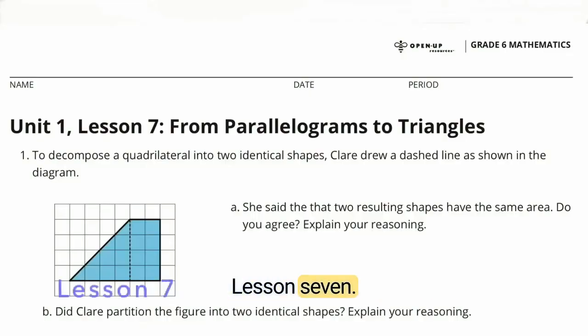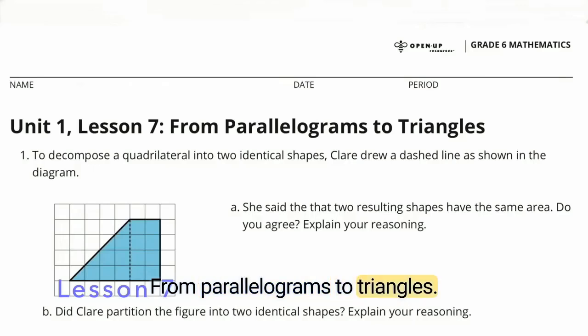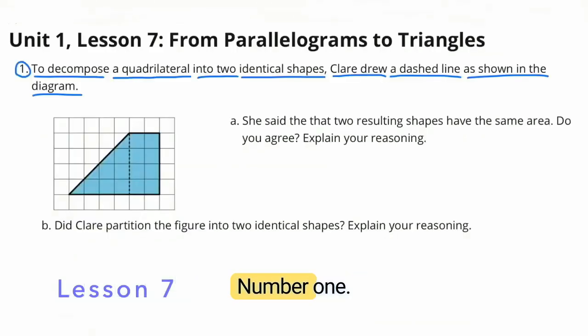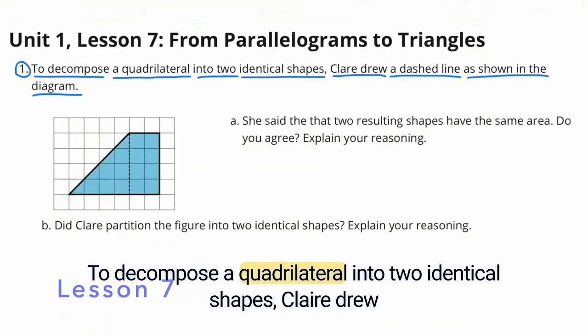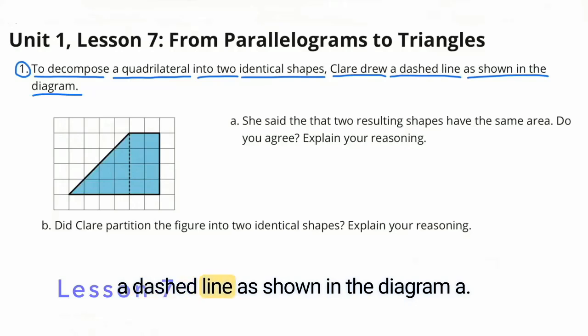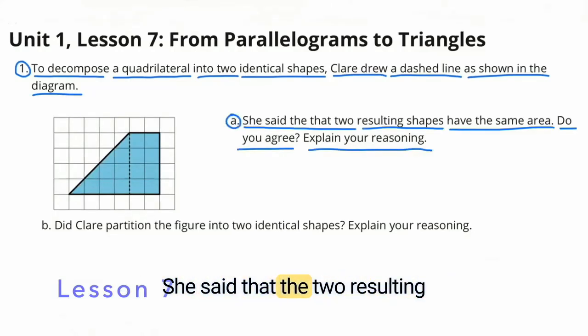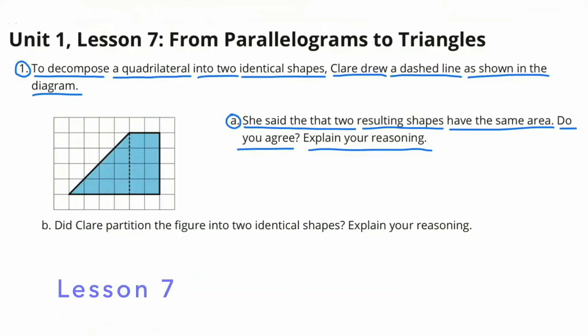Unit 1, Lesson 7, From Parallelograms to Triangles. Number 1. To decompose a quadrilateral into 2 identical shapes, Claire drew a dashed line as shown in the diagram A. She said that the 2 resulting shapes have the same area. Do you agree? Explain your reasoning.